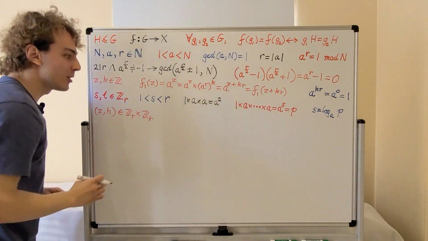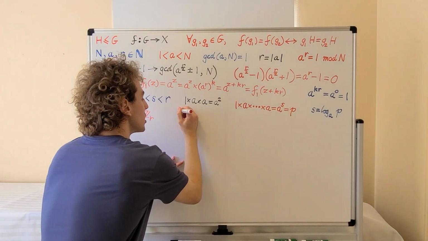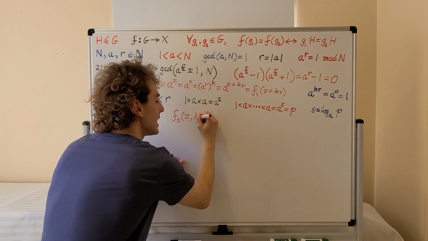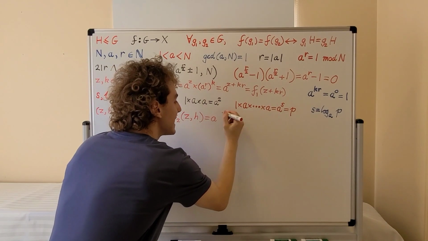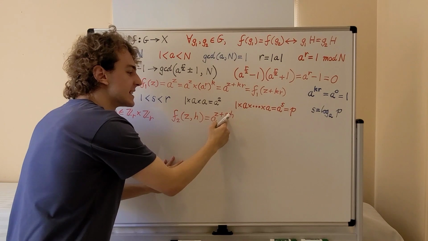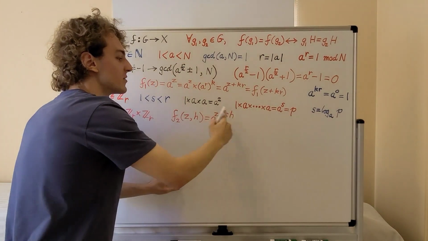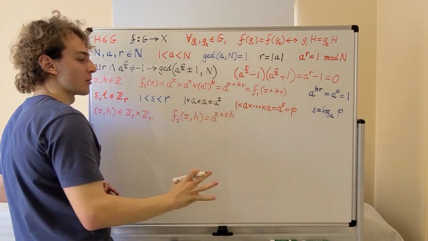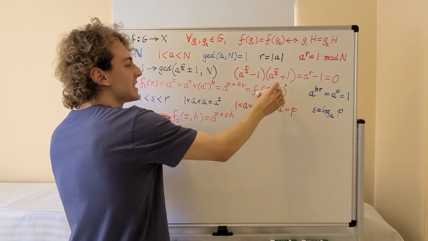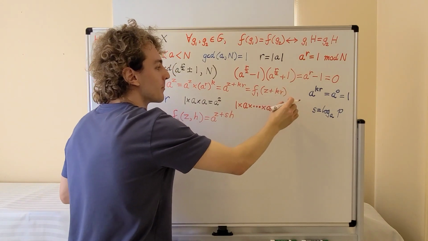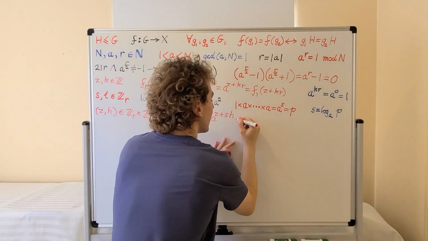Now let's define the function. The function f2 takes the pair of inputs z, h, and it maps them to a to the power of z plus sh. So this secret value is in the definition of this function. This is also a periodic function, but the period is a little different. So the period is not as simple as just adding an integer multiple of r. So this period is a little more complicated.